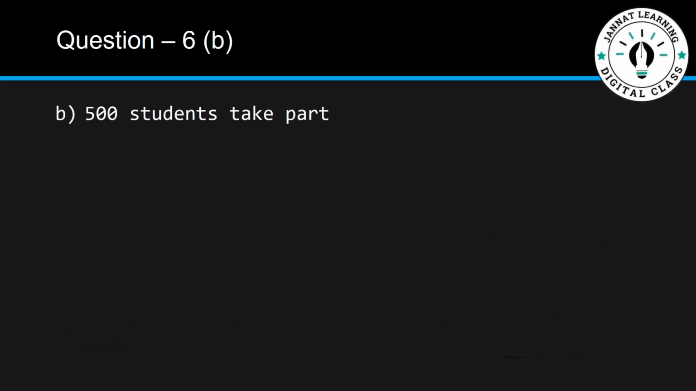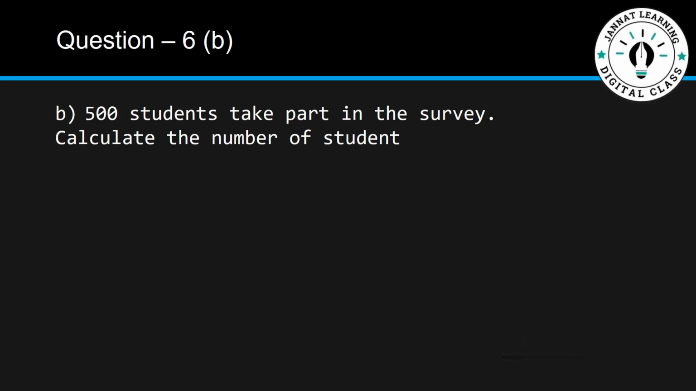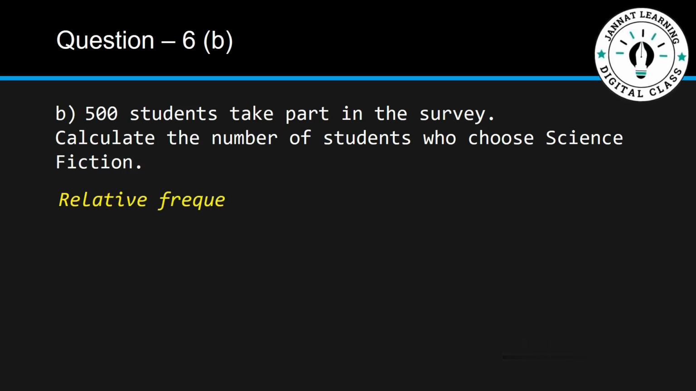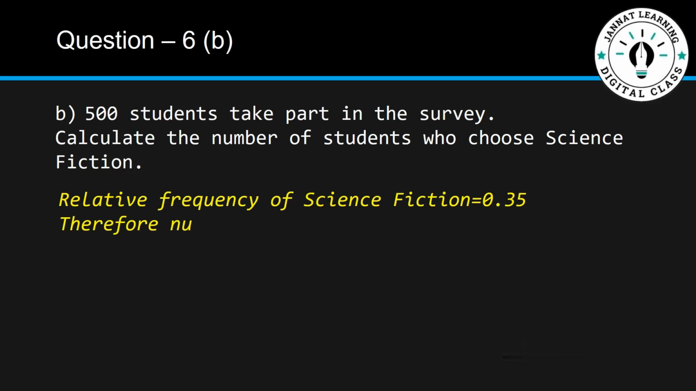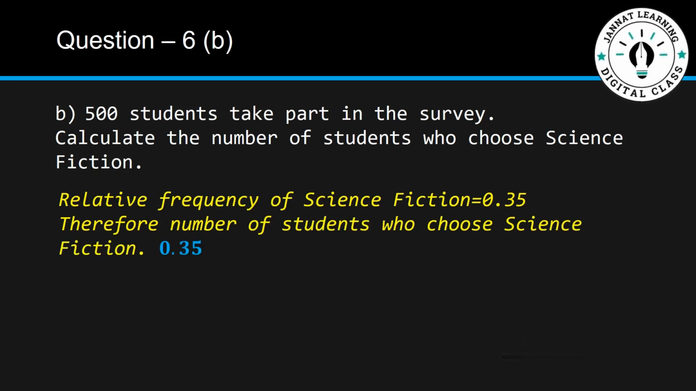500 students take part in the survey. Calculate the number of students who choose science fiction. The relative frequency of science fiction equals 0.35, therefore the number of students who choose science fiction is 0.35 multiplied by 500, which equals 175.